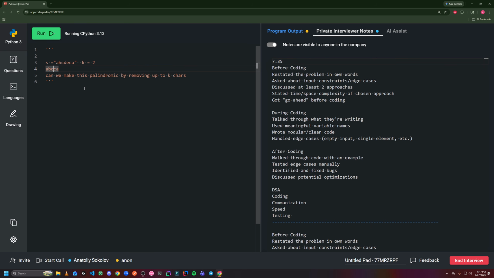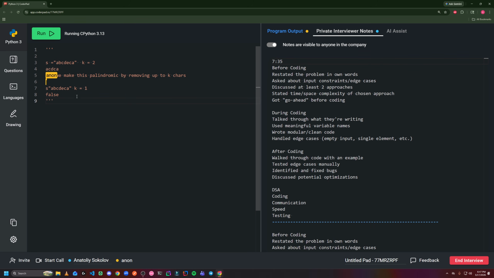Just kidding, I think I said that wrong. So you remove the B and the E, sorry. You remove the B and the E, and then you would get this. So this is true. And then another simple example: let's say we have the same thing and K is 1, then I don't think you can do it. So this would be false. So basically, I just want you to return a Boolean of whether we can make the string palindromic.